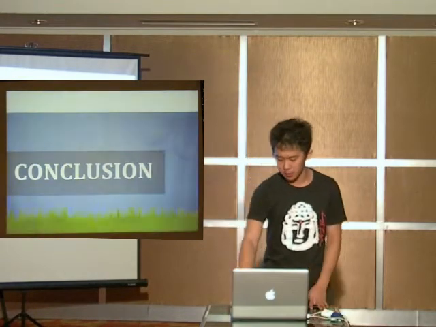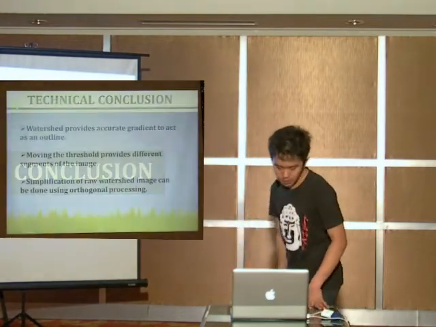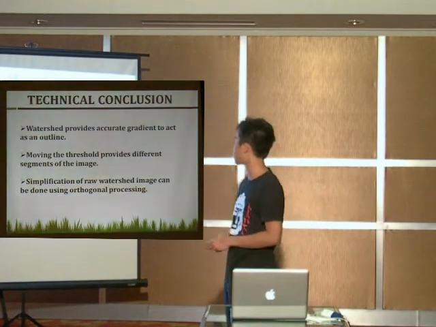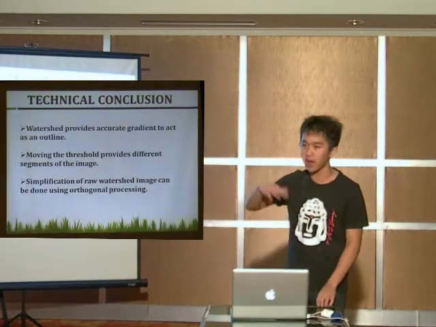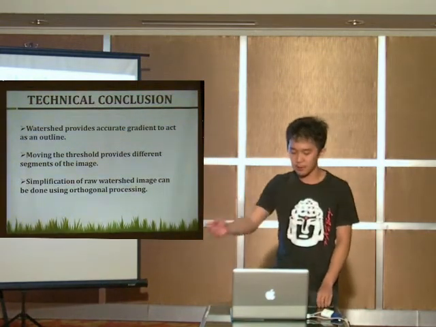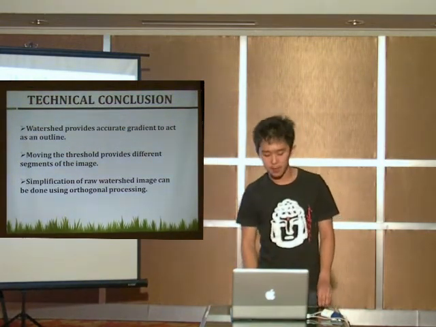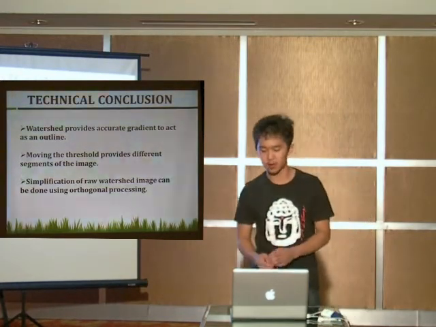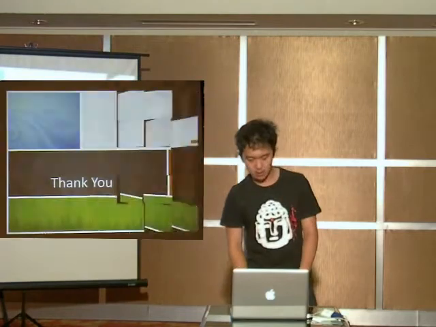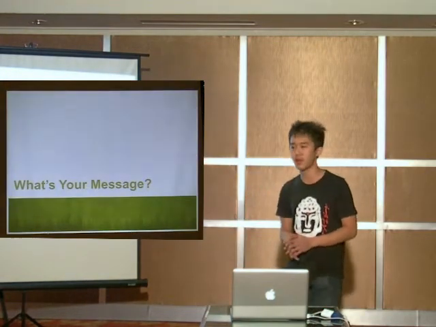So we can finally come to the conclusion that watershed can provide an accurate gradient to act as an outline for surgeons. By moving the threshold up and down, we can move and differentiate the 3D schemes of each layer. Also, simplification of the raw watershed image can be done using orthogonal processing. Thank you for listening, and have a nice day.